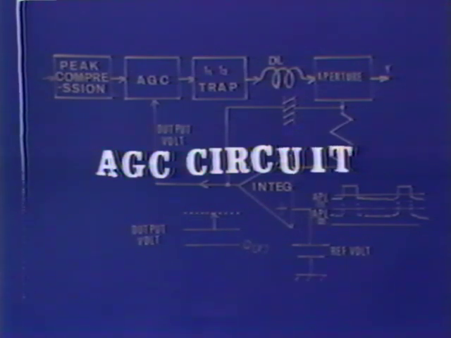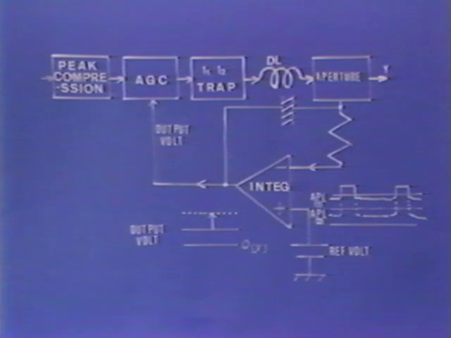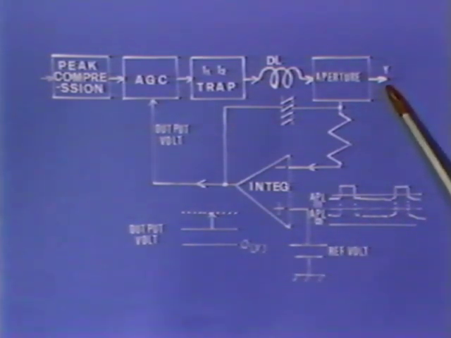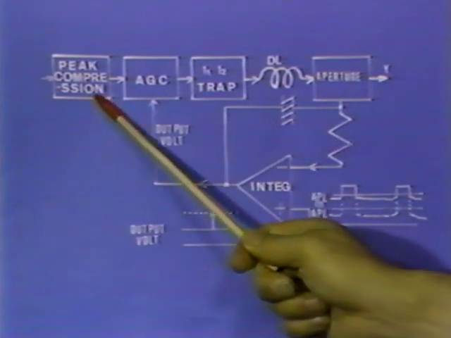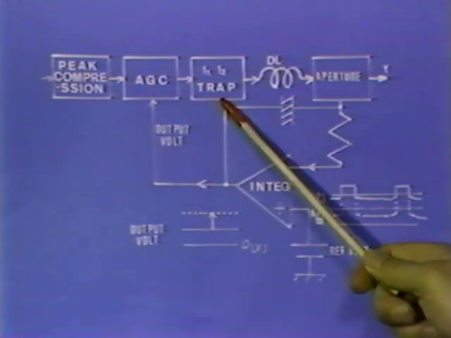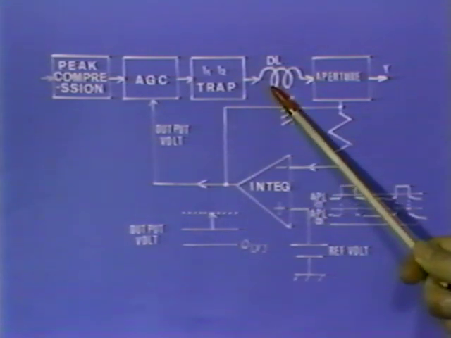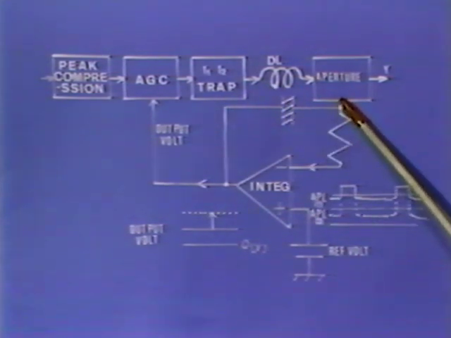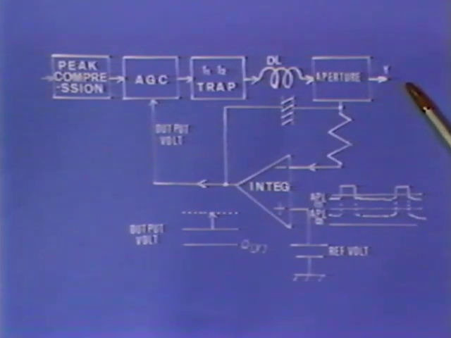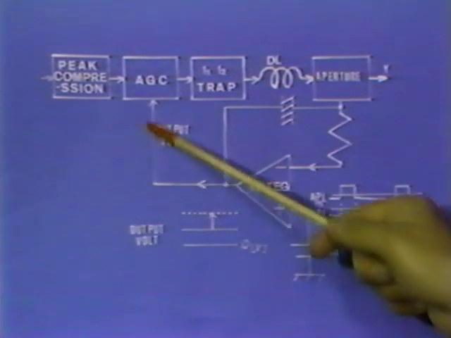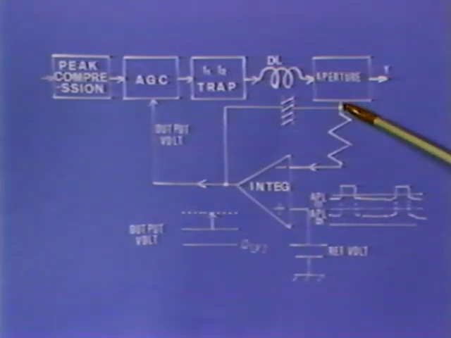AGC, automatic gain control. The AGC has a role to raise the camera's sensitivity under insufficient light source situations. The figure shows the AGC block diagram. The luminance signal passes the peak compressor, the F1 and F2 traps, the delay line, and goes out of the aperture compensator. The AGC's control signal is taken out from the emitter of the aperture compensator.